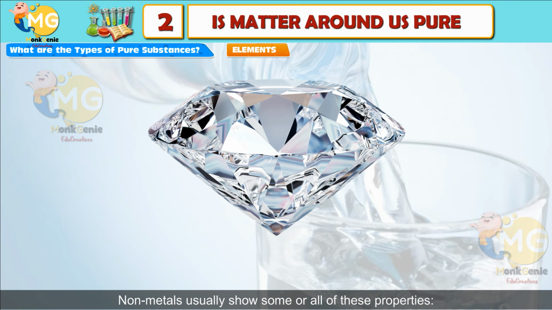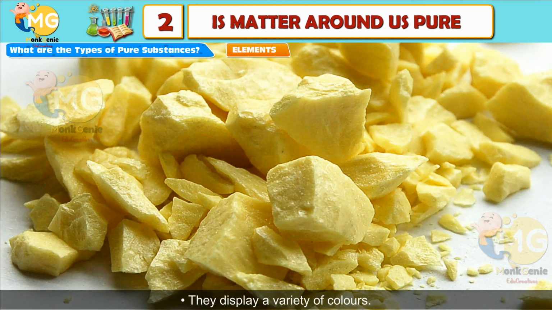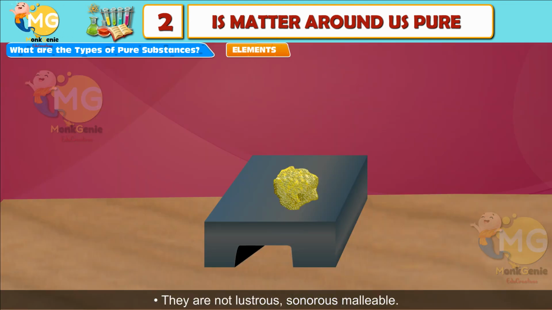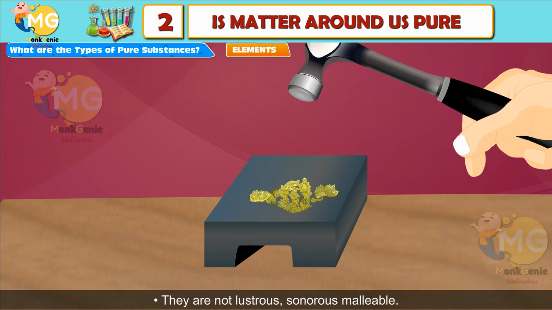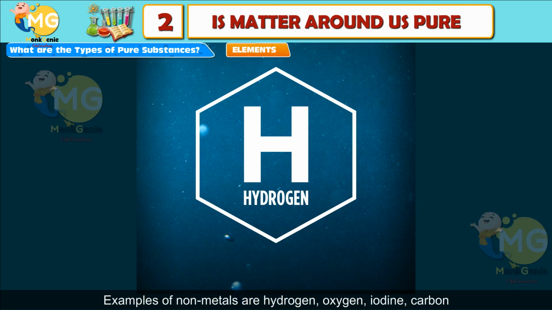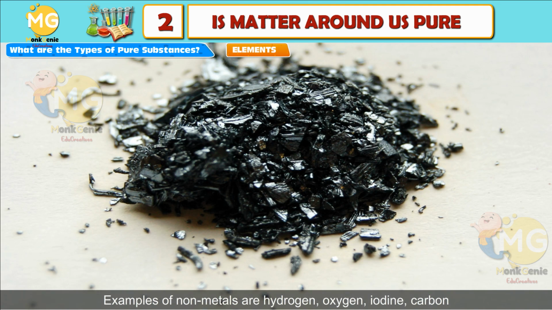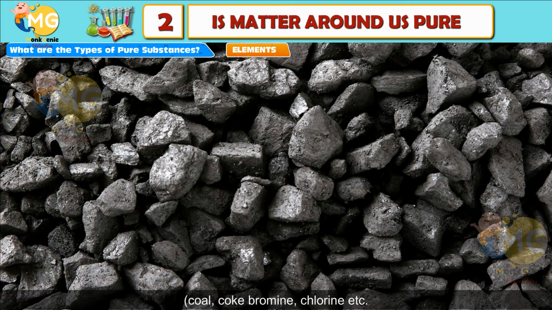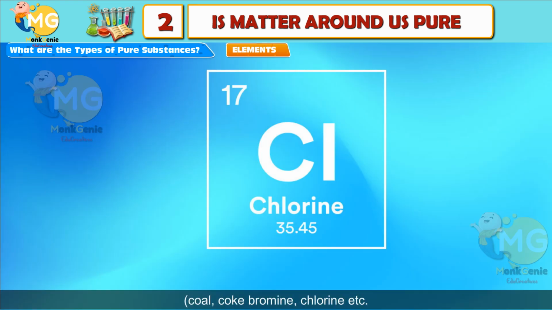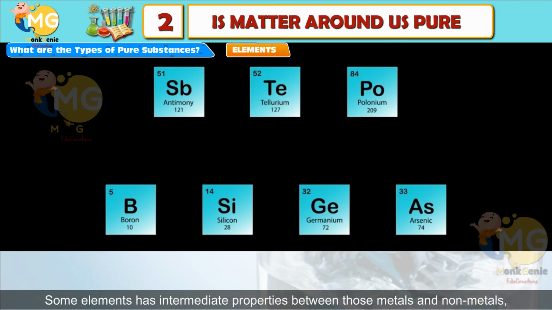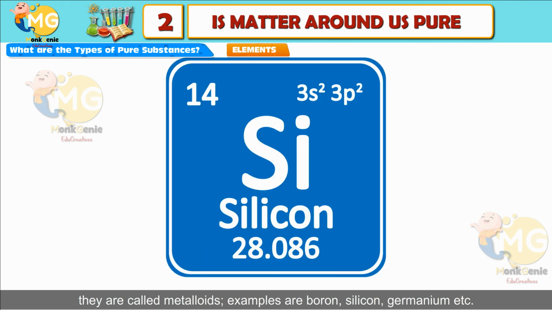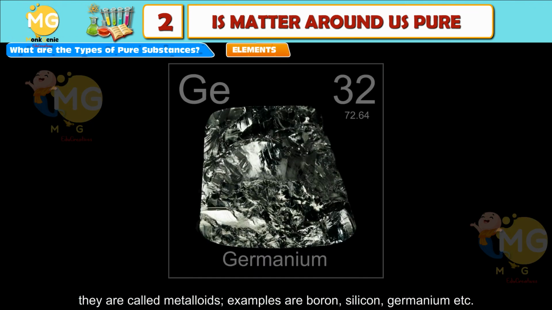Non-metals usually show some or all of these properties. They display a variety of colors. They are poor conductors of heat and electricity. They are not lustrous, sonorous, or malleable. Examples of non-metals are hydrogen, oxygen, iodine, carbon, coal, coke, bromine, chlorine, etc. Some elements have intermediate properties between those of metals and non-metals. They are called metalloids. Examples are boron, silicon, germanium, etc.